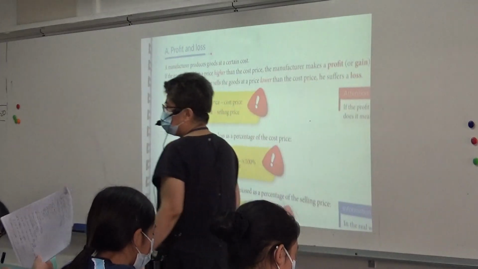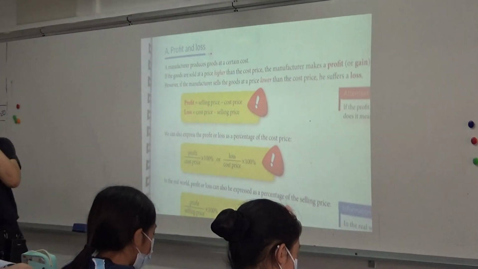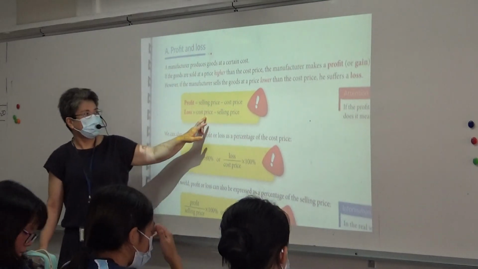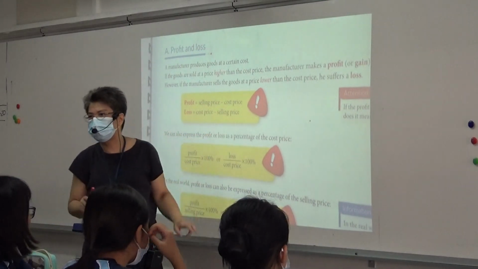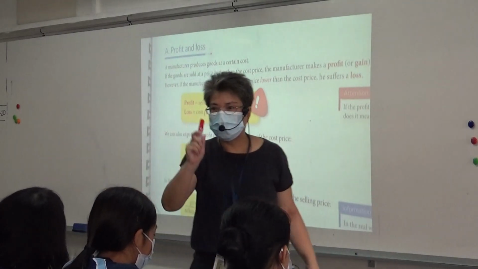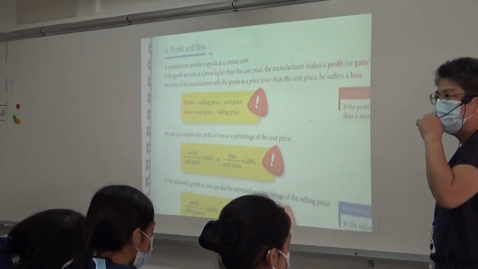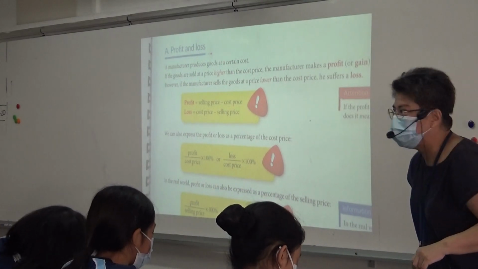And the textbook gives you this definition. Profit is selling price minus cost price, whereas loss is cost price minus selling price. Now there's no need to memorize. It's quite obvious, right? You know what to minus from what. Don't cram your brain with a lot of formulas. This is my logic. Can you see it?